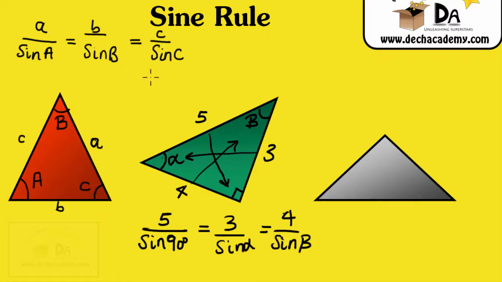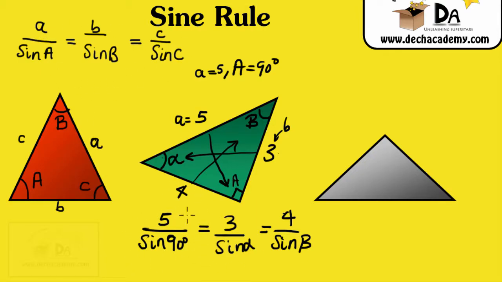So in other words, one could say, let this 5 be this small a here, which means that this angle here is actually capital A. So that means a is 5 in this case, and capital A is 90 degrees. You could say b is 3, so this is b, and alpha is uppercase B. So you see where I'm going. So we're applying this sine rule to this triangle here, and this is what we have so far.